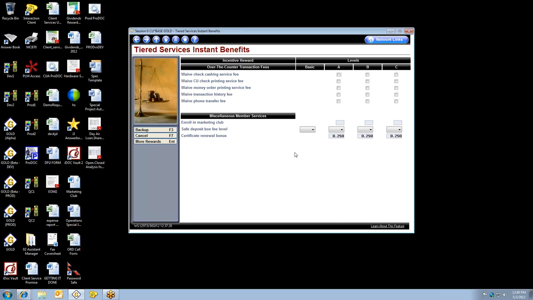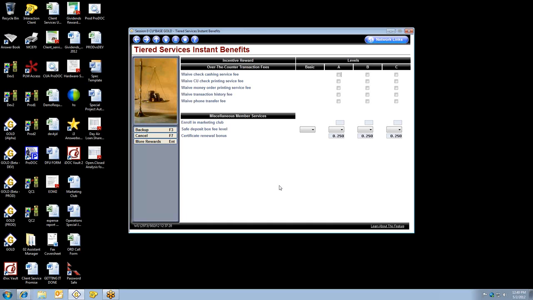Money order printing, same thing as the corporate checks. If they happen to do a money order through the teller processing system, the fee would be assessed or not assessed based on what's here. Transaction history fee, this will be the history fee that you print from phone operator. This is by suffix, so when you highlight a particular suffix in phone operator and choose the list option, this is the fee that would be waived or not waived based on the member's tier level.